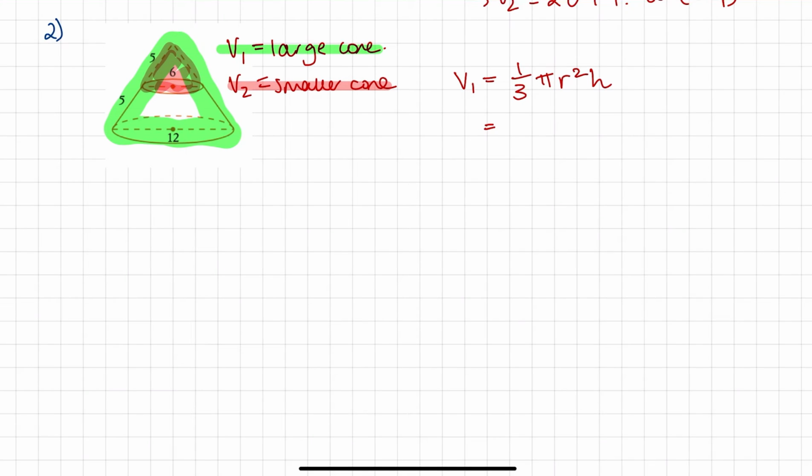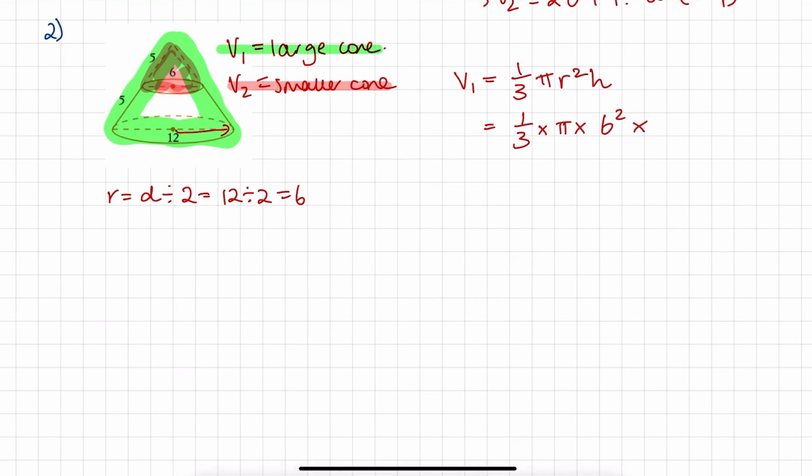And that equals 1 over 3 times pi times our radius of the large circle. Okay, so the whole thing is 12. This part is 6, so half of it. So our radius is our diameter divided by 2, which equals 12 divided by 2, which equals 6. So we put 6 squared in here, and we times it by our height.